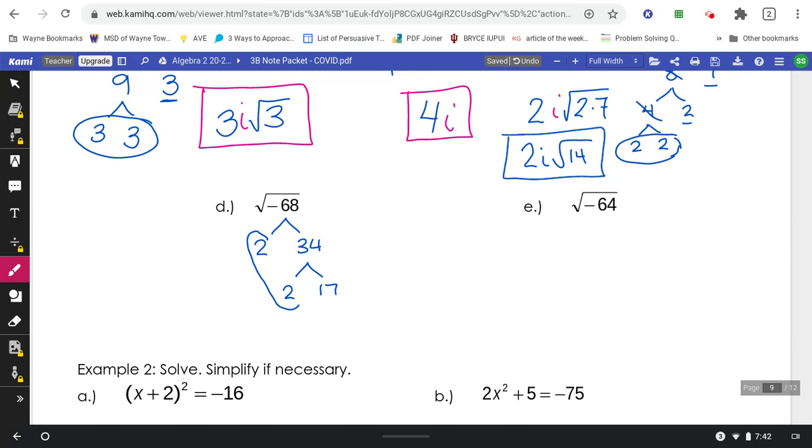I have a pair of 2s right here. That goes on the outside. I have a single 17. That goes on the inside. And because I have a negative, I put an i right there.